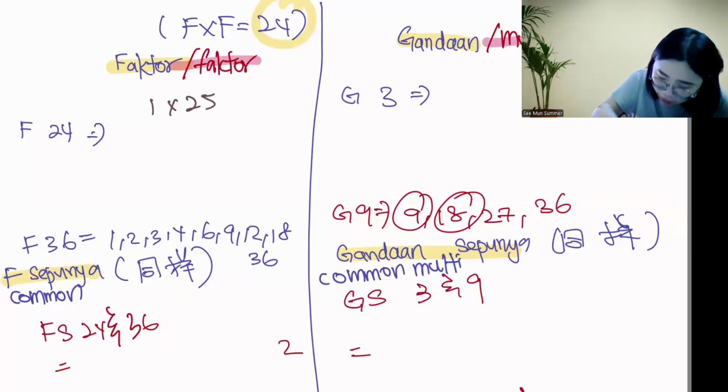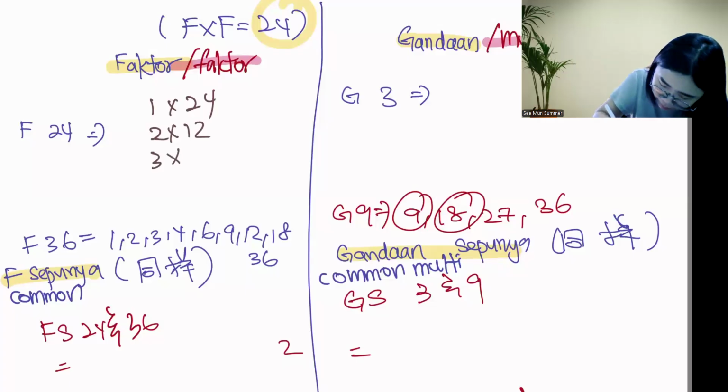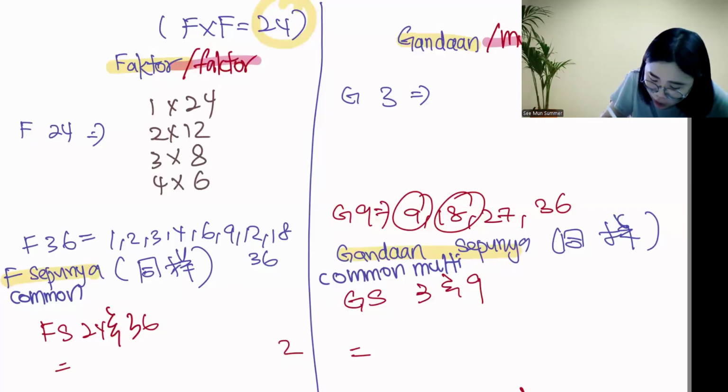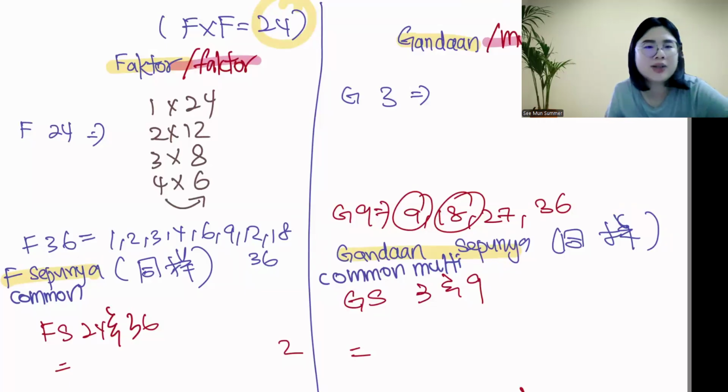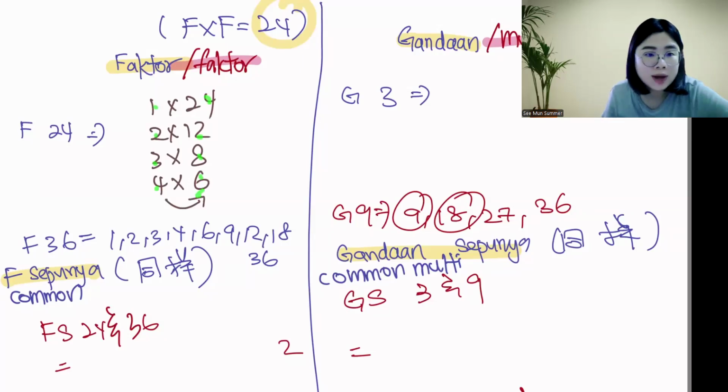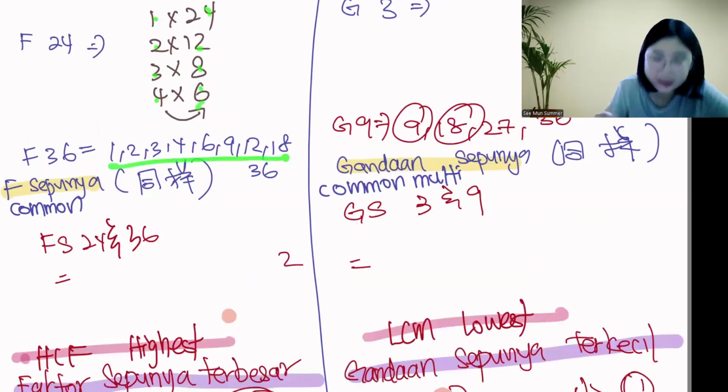1 times 24. 2 times 12. See, these are all the numbers. And then when you want to continue with 5, 8, I come back 6 already. So it's called U-turn. So these all are the factors for 24. Okay, and then these also factors of 36.